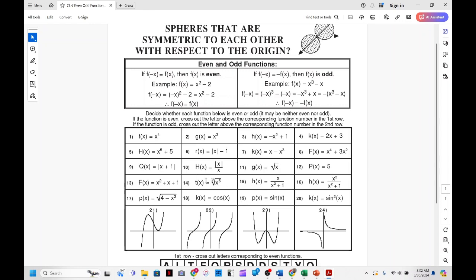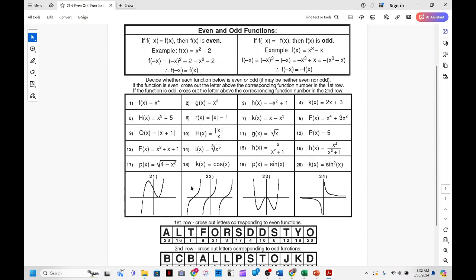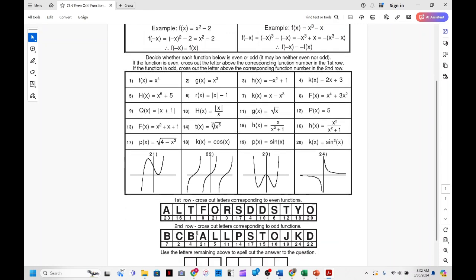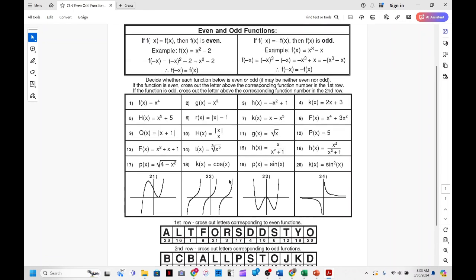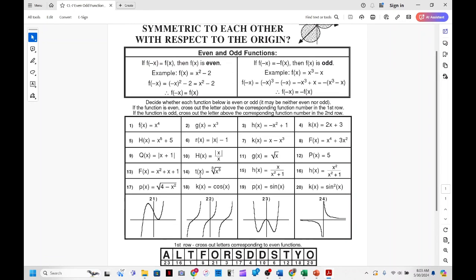Now, once you figure out if a function is even or odd, if it's one of those, this is a little bit trickier, but if it's even, you're going to cross out the letter above the function number in this top row here. If it's odd, we have to cross out the letter above the number in the bottom row here. And whatever we haven't crossed off by the end of this, we just write those in here and figure out the puzzle. Now, if it's neither, then we don't cross off anything and we just move on to the next problem. So, with all that being said, let's go ahead and start the first one.